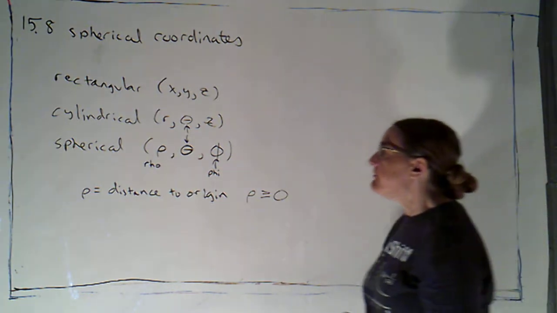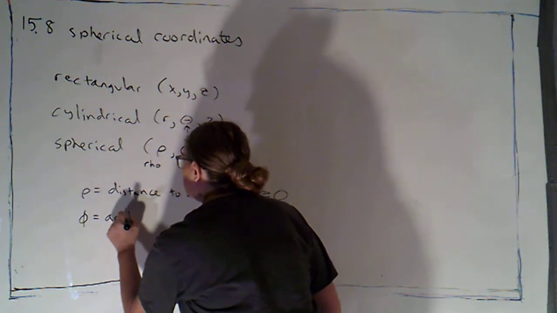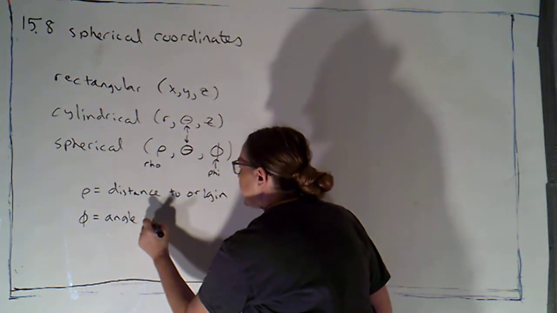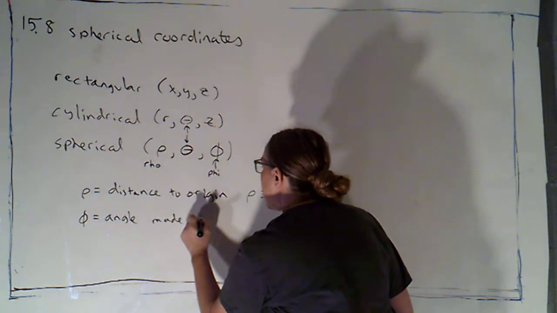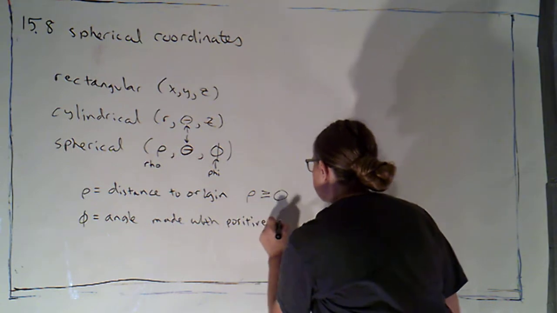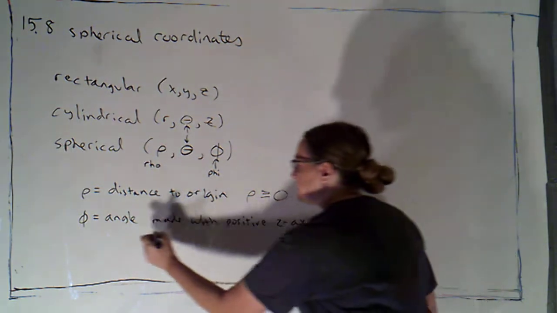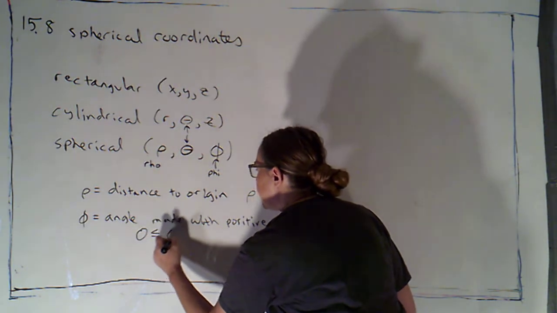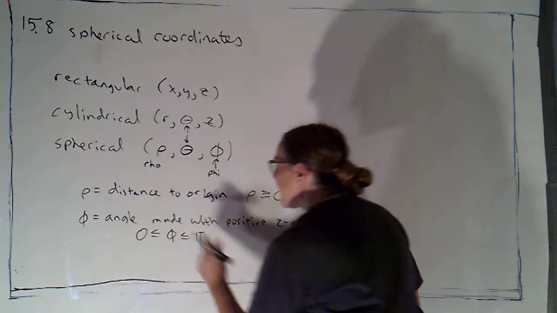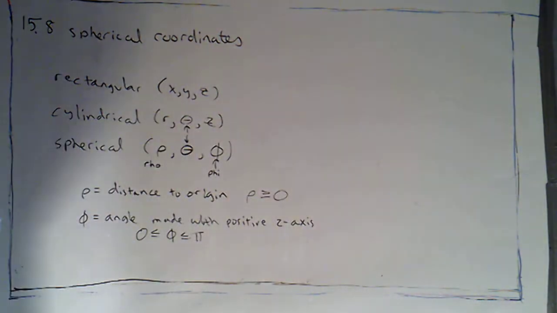Okay. Phi is going to be the angle made with the positive z-axis. And phi is also going to have some restrictions. Phi is going to be between 0 and pi. So let me just show you what phi looks like here.